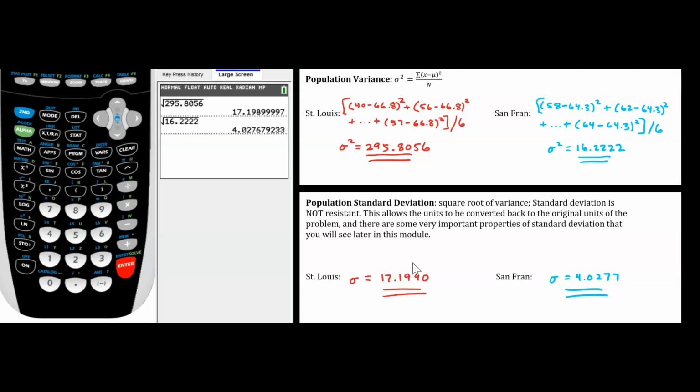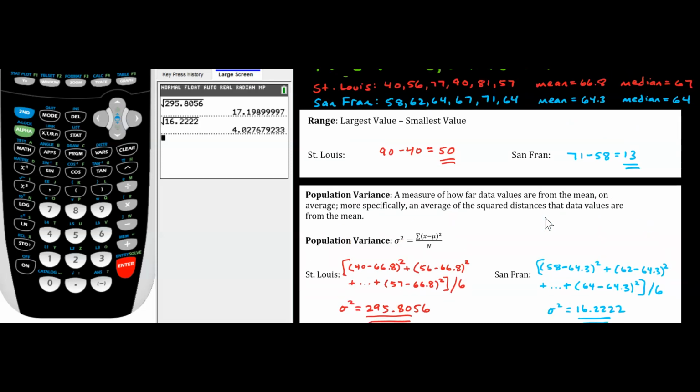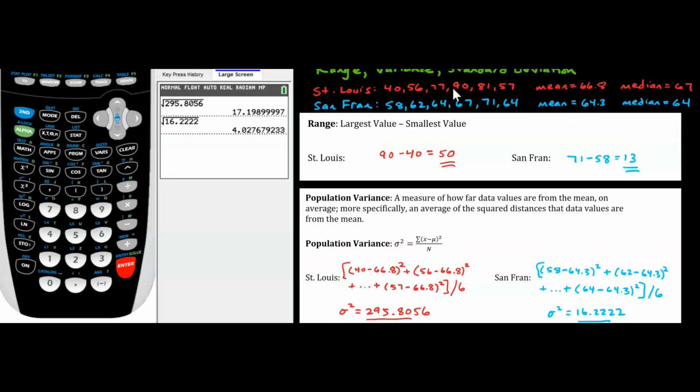And so if we go back to the original St. Louis data and we take a look at it, let's see if these numbers are all within a couple of standard deviations of the mean. Well, I think that's going to happen because a couple of standard deviations, remember we said, would be about 34. So if you went 34 on either side of the mean, that's going to take you all the way down to about 32 degrees, and it's going to take you all the way up to right around 100 degrees. So yes, all of these data points are within a couple of standard deviations of the mean.